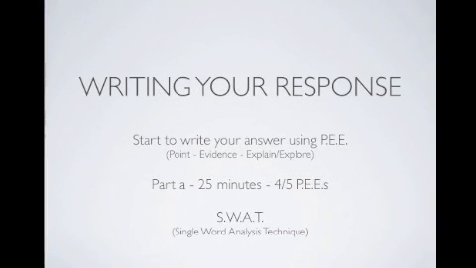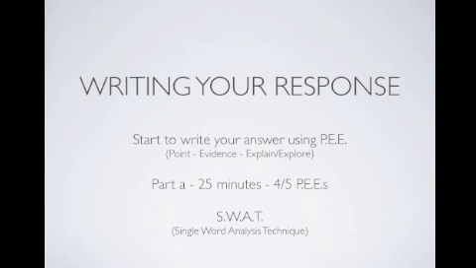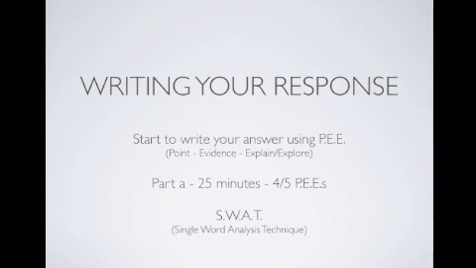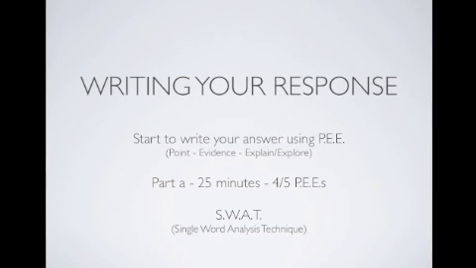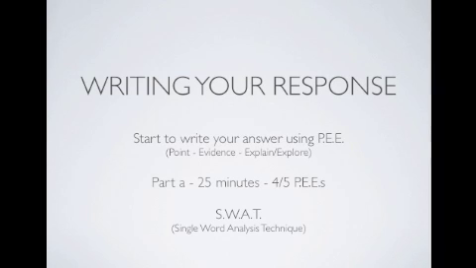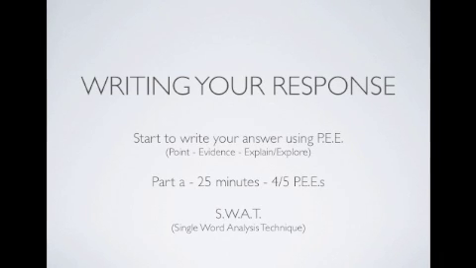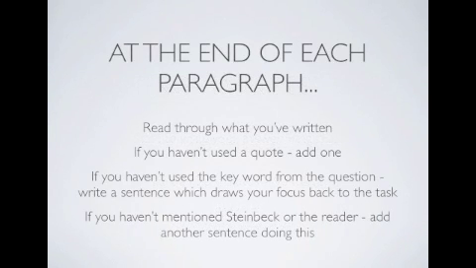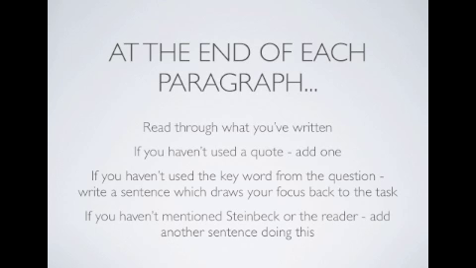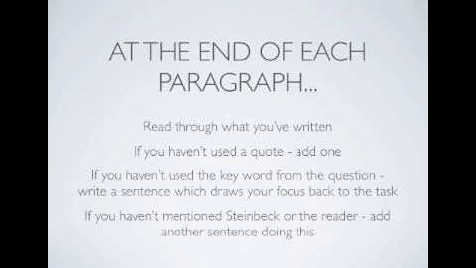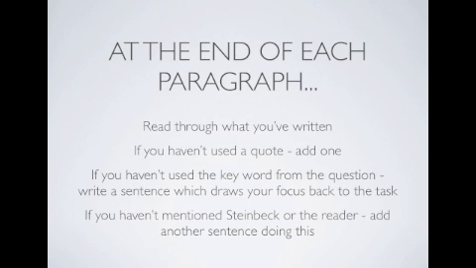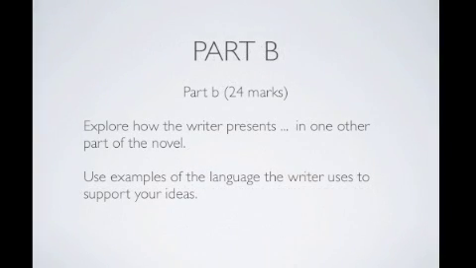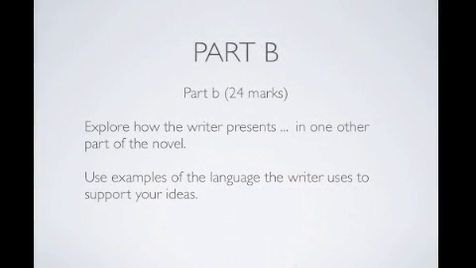And with the things that you've highlighted, I would now try to pick out the best 4 or 5 language features that have most influenced you as the reader, that have had an impact on your view, and use them as point, evidence, explain. And then in those quotes, pick out individual words that also have a real effect on you. At the end of each paragraph, you need to read through what you've written and check that you are focused on the question, check that you have used a quote, and check that you have mentioned Steinbeck and the effect on the reader.